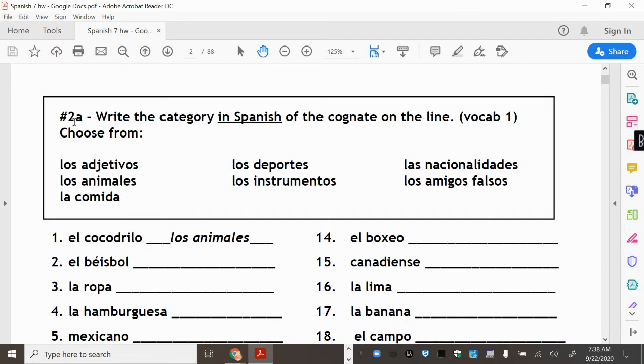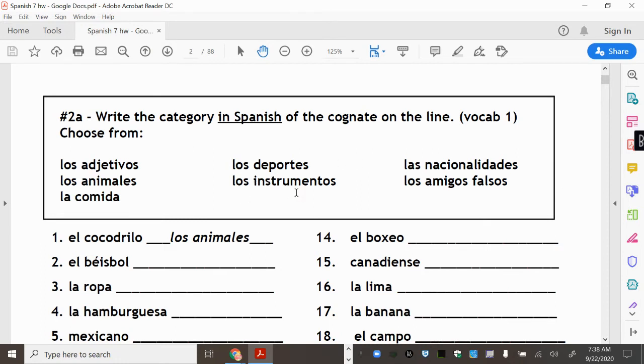On the back of page 1 is page 2, right? So 2A is write the category in Spanish of the cognate on the line. So you are not translating these to English. You have to make sure you read the directions. So these are the categories that are on your vocab 1. Los adjetivos are adjectives. Los animales, animals. Now this one here, you're going to want to write in next to it. La comida means food. It doesn't look like a cognate, right? So please write food right here. Los deportes are sports. Please write sports right here.